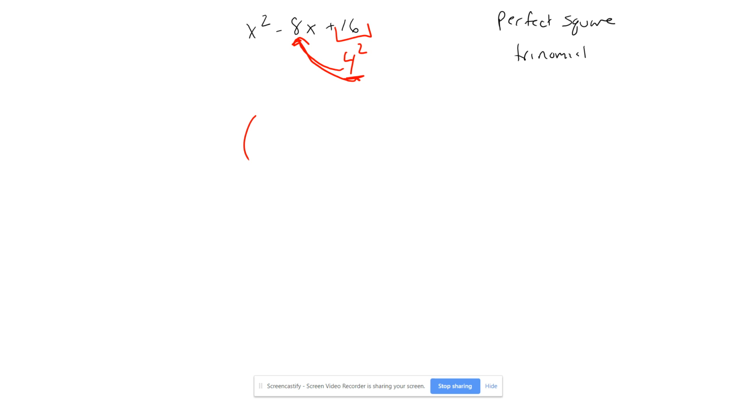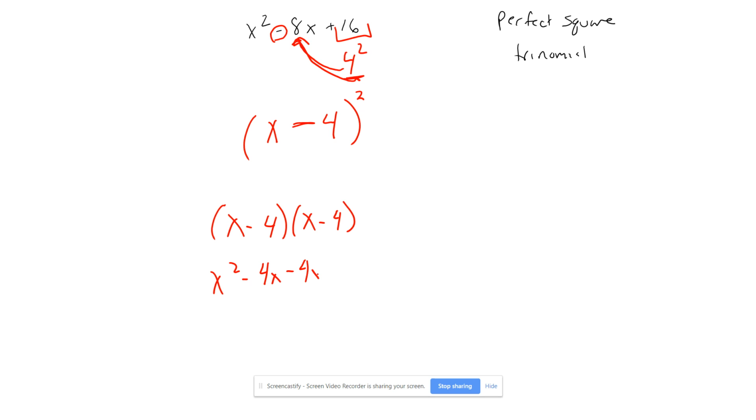So we write one set of parentheses. We have our x. We have our 4. Now in this case, because the operation in front of the 8x is a minus, we're going to get a minus in our parentheses and square it outside. And just to double check real quick, if we multiply this out again, it would be x minus 4 times x minus 4. So x squared minus 4x minus 4x plus 16. So minus 4x and minus 4x is your minus 8x. And there's your plus 16.